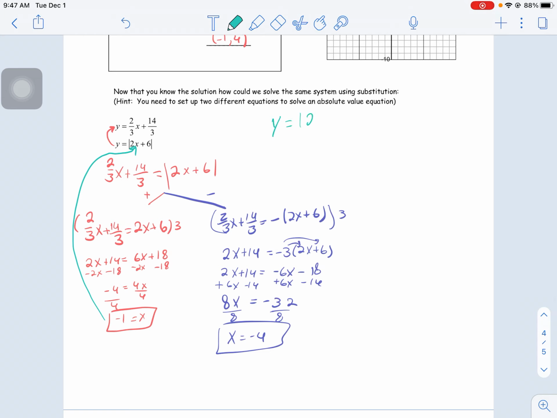So that's going to be y is equal to the absolute value of 2 times -1 plus 6, which is y equal to absolute value of -2 plus 6. So y is equal to absolute value of 4. So that's y is equal to 4. So then our first point is -1, comma 4.